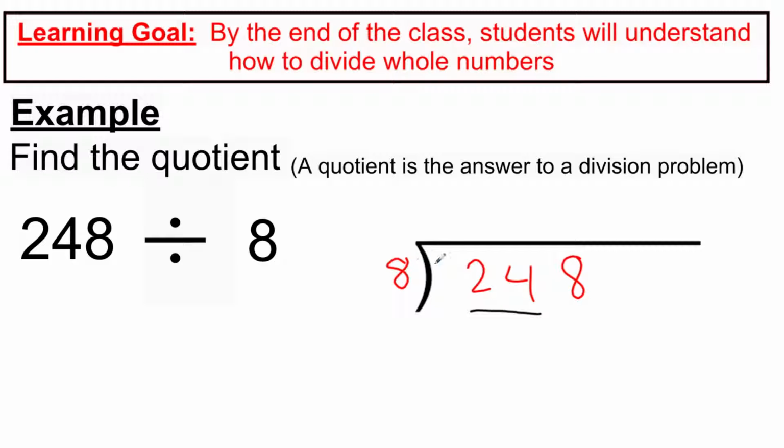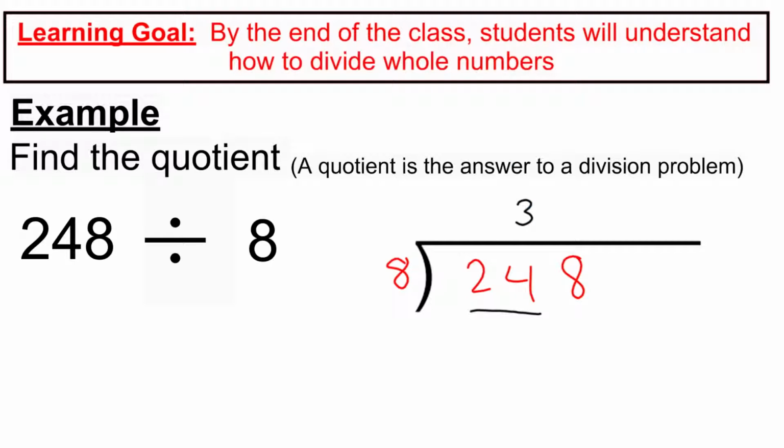In this case, I can. I can take 24 items and divide them among 8 people. Knowing my multiplication facts, I know that this comes out to be 3, right? 3 times 8 is 24. I can divide that nicely. It works perfectly. So I divided this 24 up 8 ways, to give everybody 3 items.